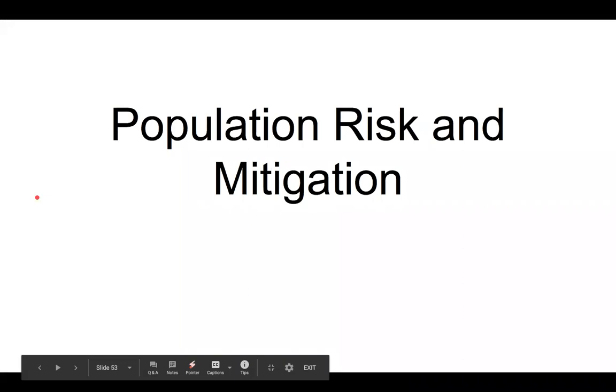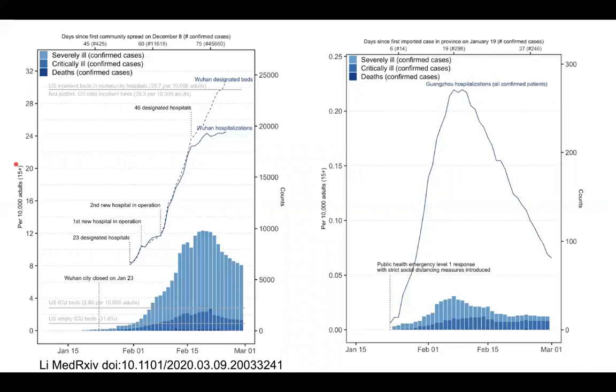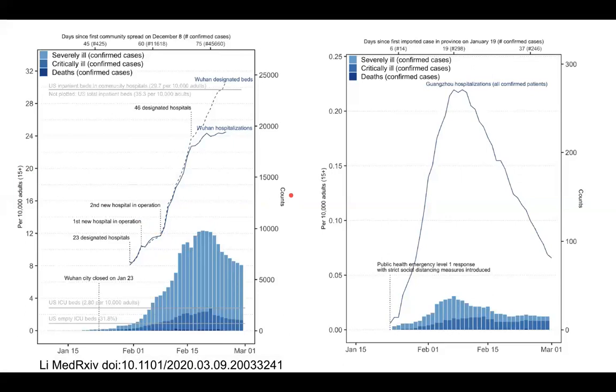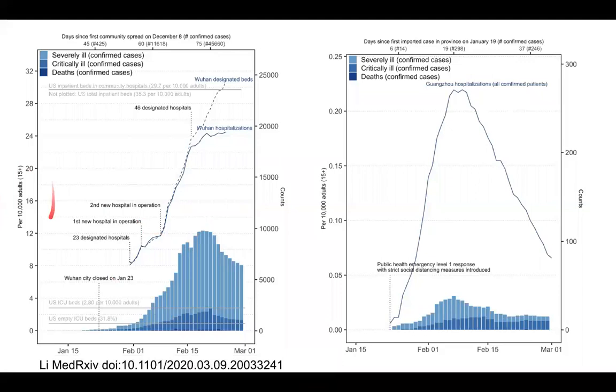Okay, so to close, I wanted to go through a couple of studies about population risk and mitigation. This first study is a preprint that looked at healthcare load and capacity in 2 areas of China, Wuhan on the left and Guangzhou on the right. If you look at the figure on the left, these bars are the number of confirmed cases corresponding to counts on the y-axis, with the darker colors being critically ill and the darkest color being deaths. This blue line is the number of hospitalizations per 10,000 adults corresponding to the y-axis on the left.